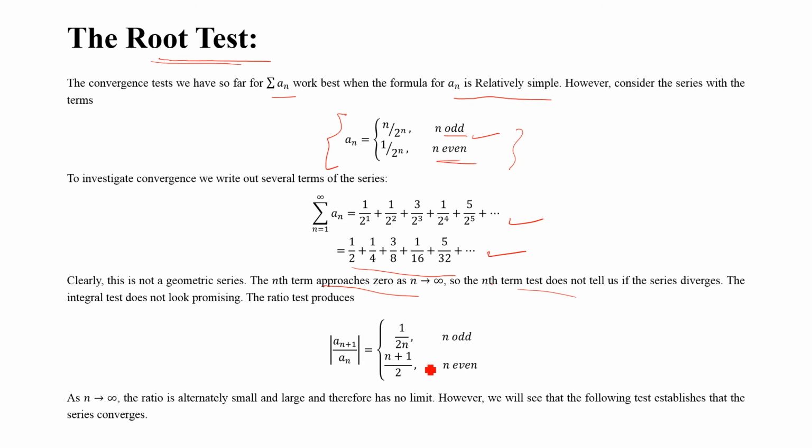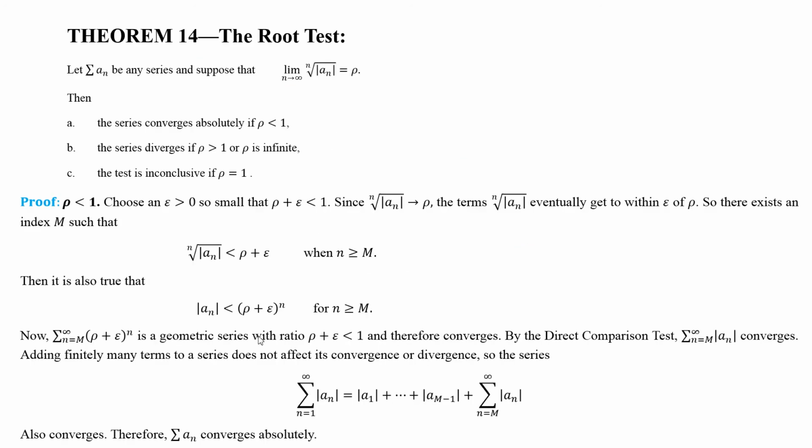So the ratio test produces this result. If n is odd, it gives us 1 over 2n. When n is even, it gives us n plus 1 over 2. So as n approaches infinity, this will give us 0 and this will give us infinity. So the limit does not exist. So we cannot conclude even from the ratio test. So what to do? Let's establish another test, which is called the root test.